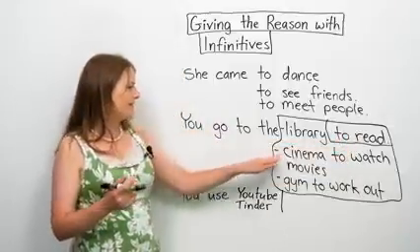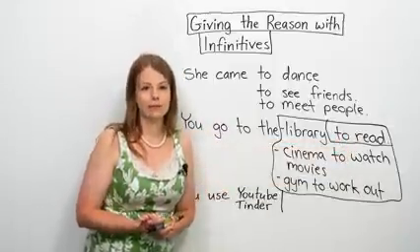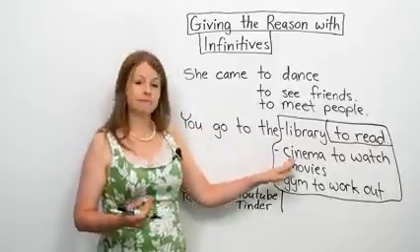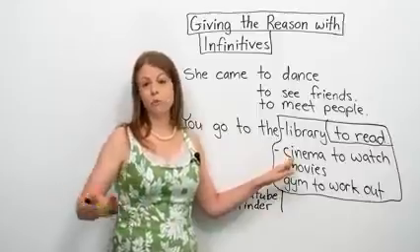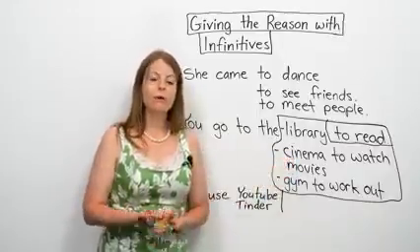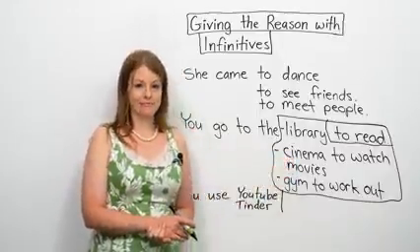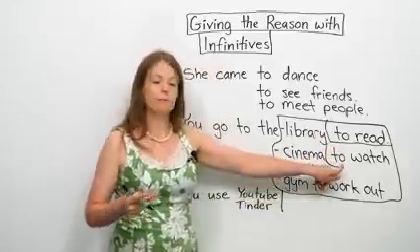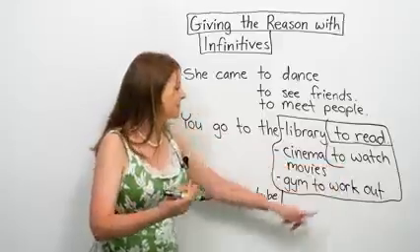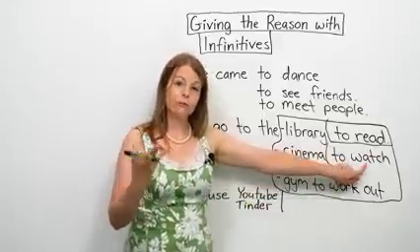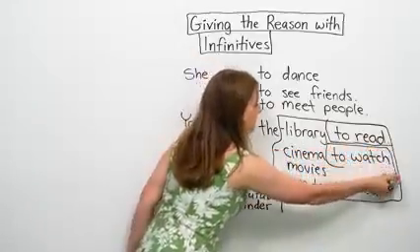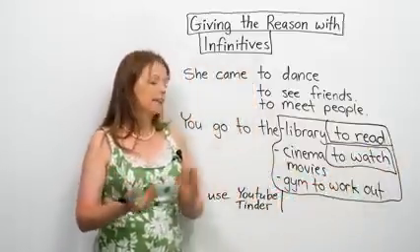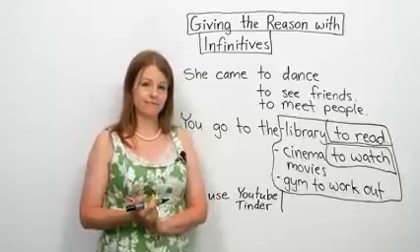Now I want you to think about the cinema. Why do you go to the cinema? What's the reason? You go to the cinema maybe to watch movies. So what part is the infinitive verb in this? So again, we have the preposition to and the base verb, which is watch. This is the infinitive. You go to the cinema to watch movies.